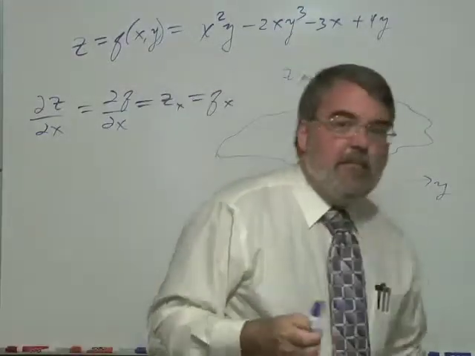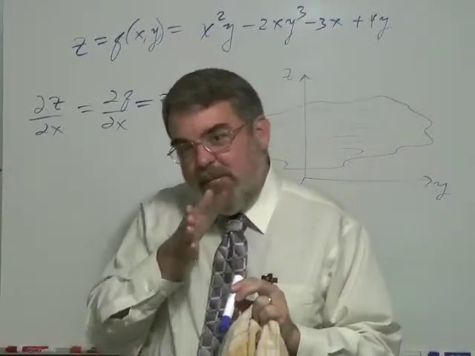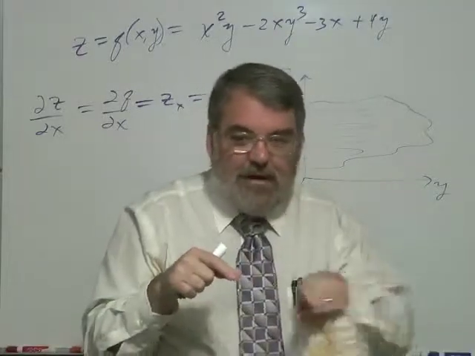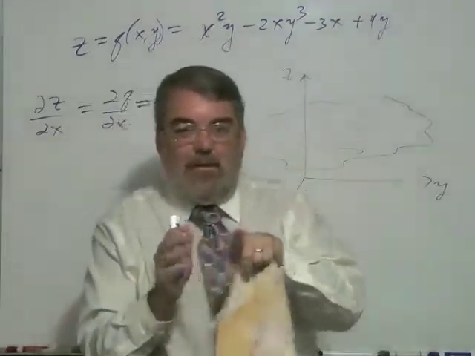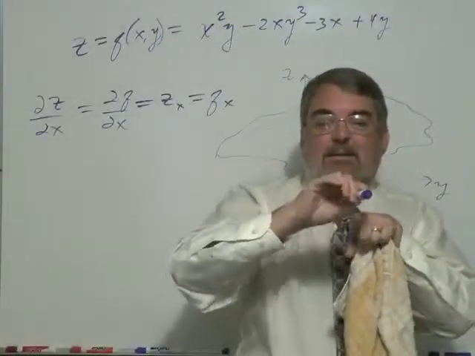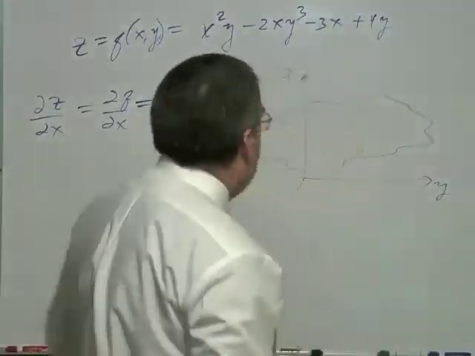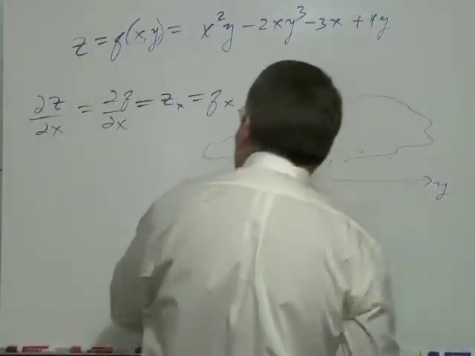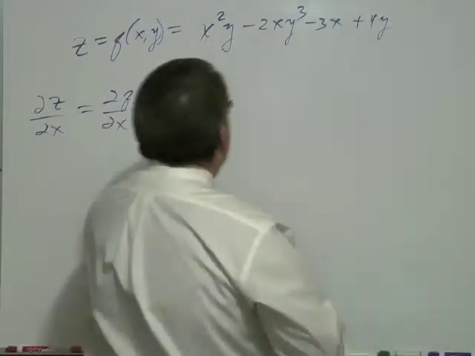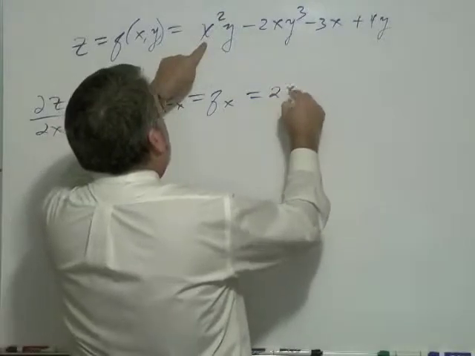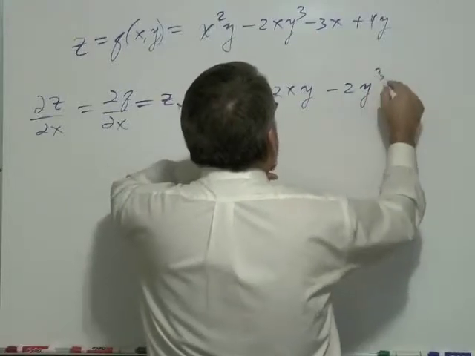Well, how's that done? It's done by assuming that y is constant. Because if we're looking parallel in the x direction, that means all the y values in that direction are constant. So suppose I shift over to y equal to 2, and look parallel to the x-axis, then all y values are constant, aren't they? So, in the general sense, the partial derivative for this function is going to be 2xy minus 2y cubed minus 3.